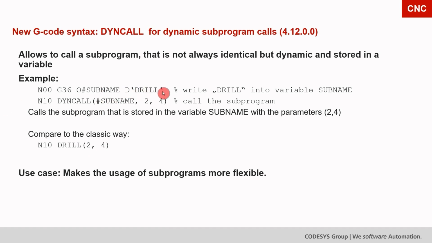So here we store the string drill in the variable with the name subname, and in the next line we make a dynamic call to the function that is stored in subname, and even with parameters 2 and 4 in this case. The added value of this function is that one can make more flexible and more modular G-code programs.